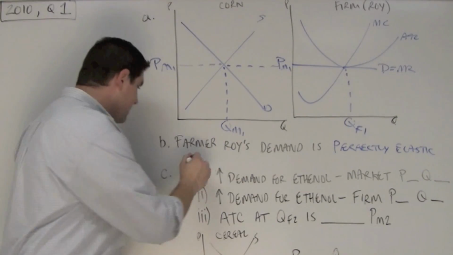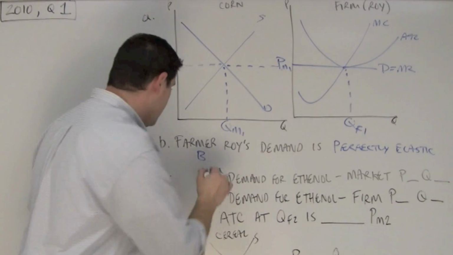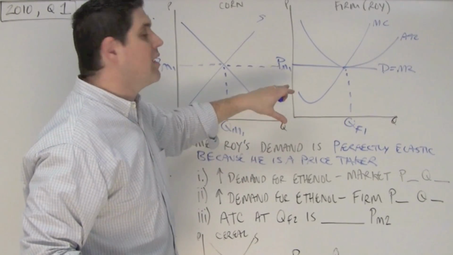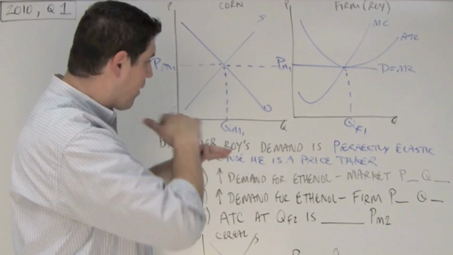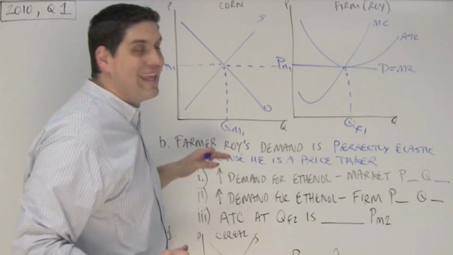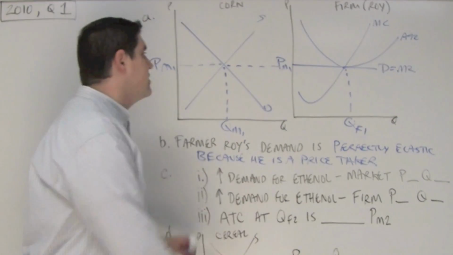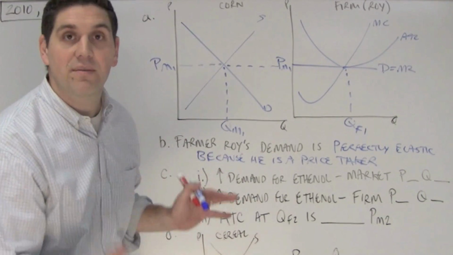The answer is because he is a price taker. Farmer Roy can sell as many units as he wants at the price that's set by the market. He can't charge another price. He's a price taker. The demand is perfectly elastic. Now, like most of these questions, they set it up with a graph and then they start asking you to make some sort of changes.